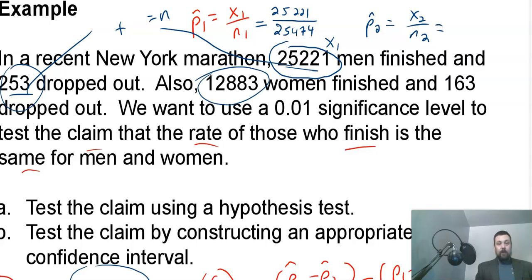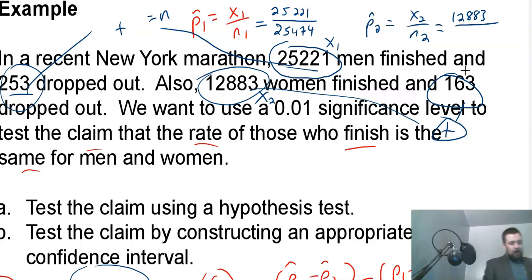That's the number of women who finished the race. This is x2. So it's going to be 12,883 over the total number of women who entered the race, which we can find by adding the number who finished to the number that dropped out. So it's going to be 12,883 plus 163, which gives me 13,046. All right. And so that gives me the value of n2. I should have put n1 up here for that.